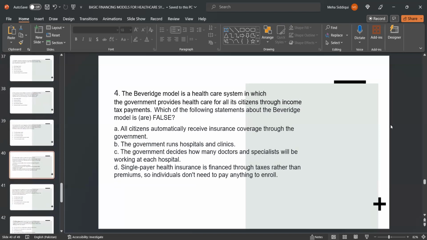MCQ number 4. The Beveridge model is a healthcare system in which the government provides healthcare for all of its citizens through income tax payments. Which of the following statements about the Beveridge model is false? All citizens automatically receive insurance coverage through the government. The government runs hospitals and clinics. The government decides how many doctors and specialties will be working at each hospital. Single payer health insurance is financed through taxes rather than premiums, so individuals don't need to pay anything to enroll. No, A is the right option.